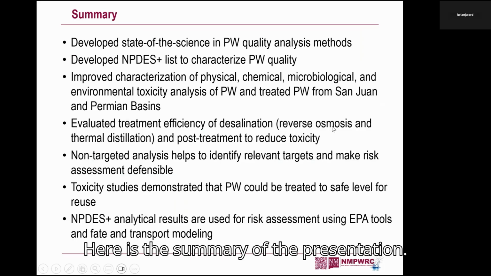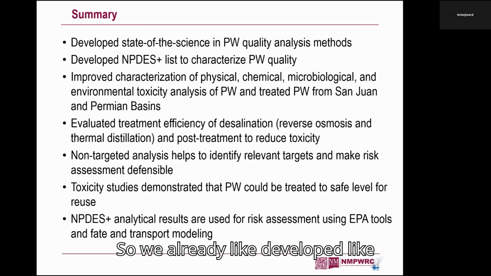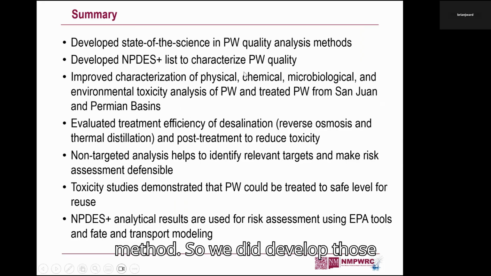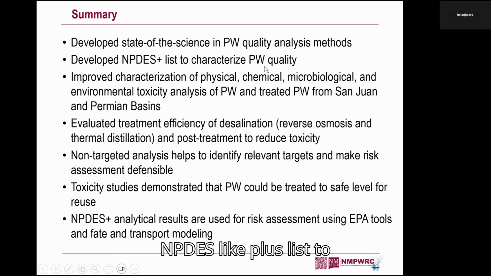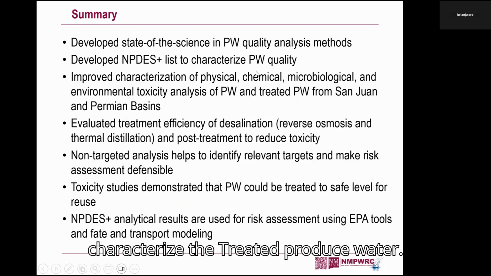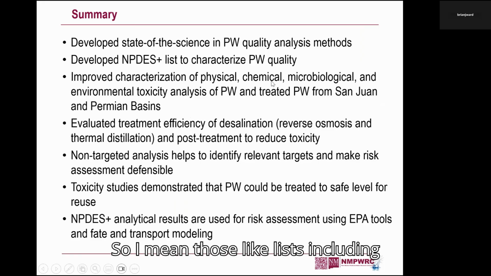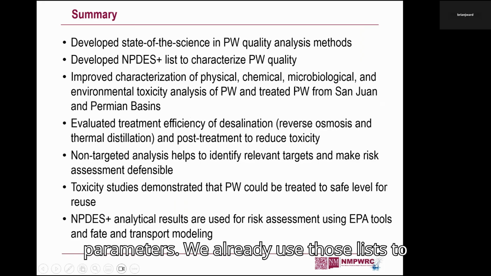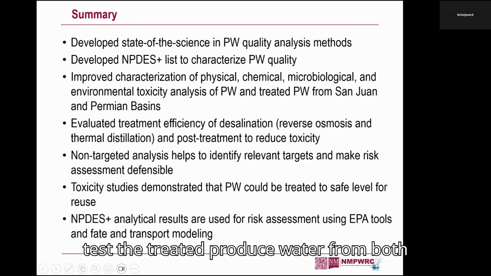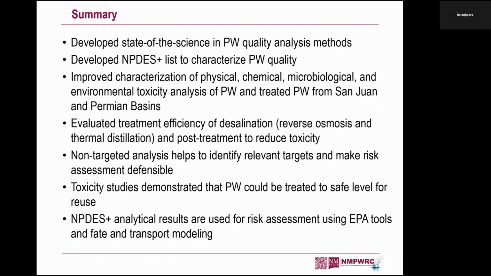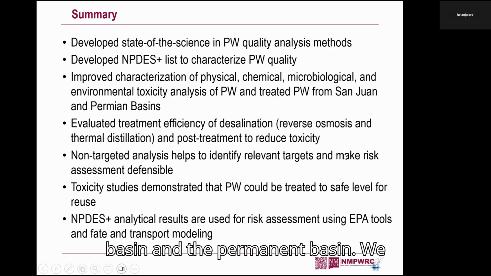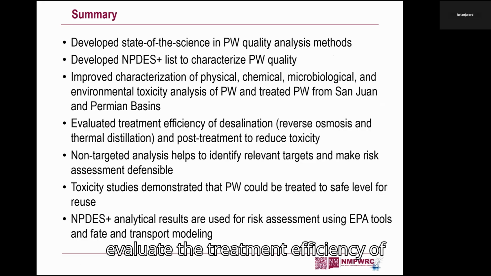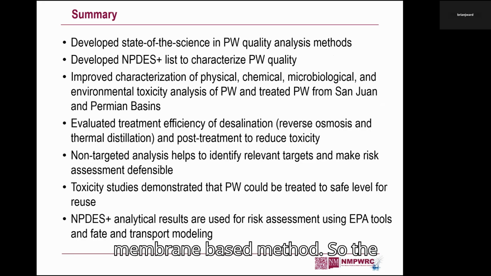Here is the summary of the presentation. We already developed a very advanced state of science for produced water quality and analysis methods. We developed the NPDES plus list to characterize the treated produced water. Those lists include chemical, physical, and biological parameters. We already used those lists to test the treated produced water from both the San Juan Basin and the Permian Basin. We used the list to evaluate the treatment efficiency of both thermal-based and membrane-based methods.